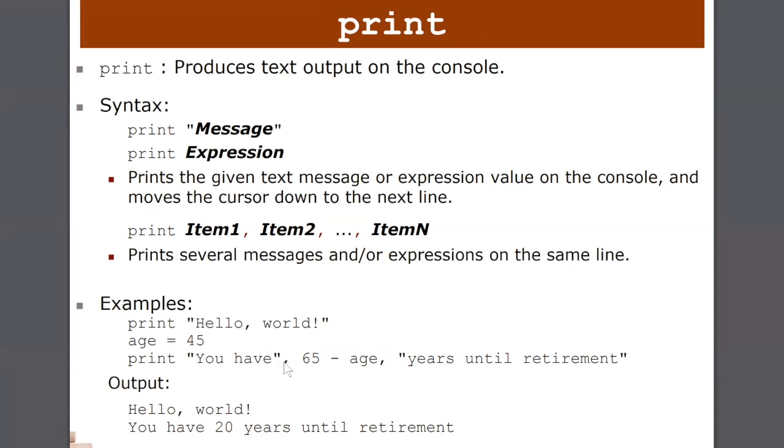So this comma right here is basically adding this string plus this string with a space in between. So it converts 65 minus 45, which is 20, into a string, and then I'll add it onto this string. That is what we call concatenation too. It's when you put two strings together. And then this is also another concatenation. And you'll see we have it printed out as: you have 65 minus 45, which is 20 years until retirement.